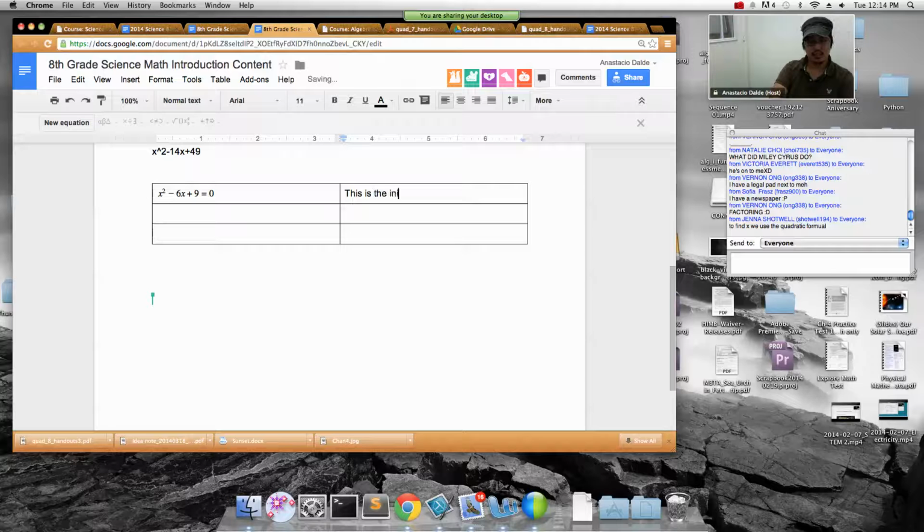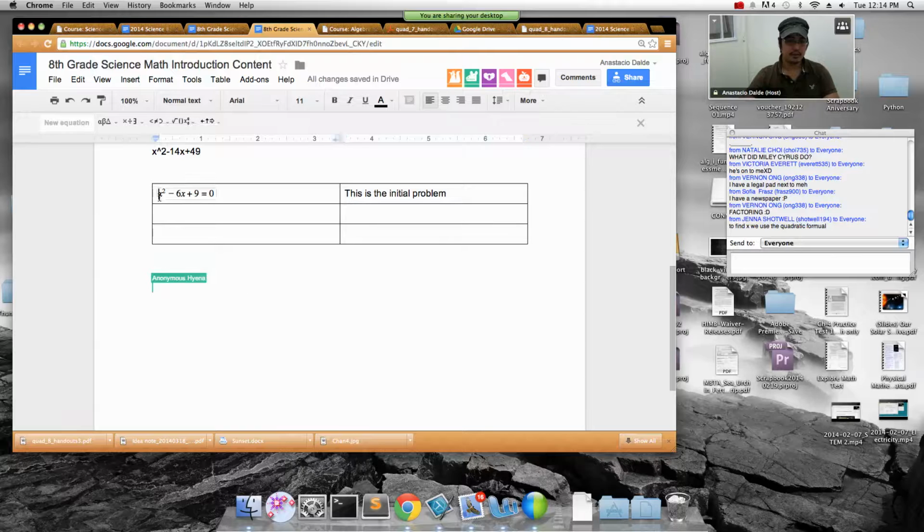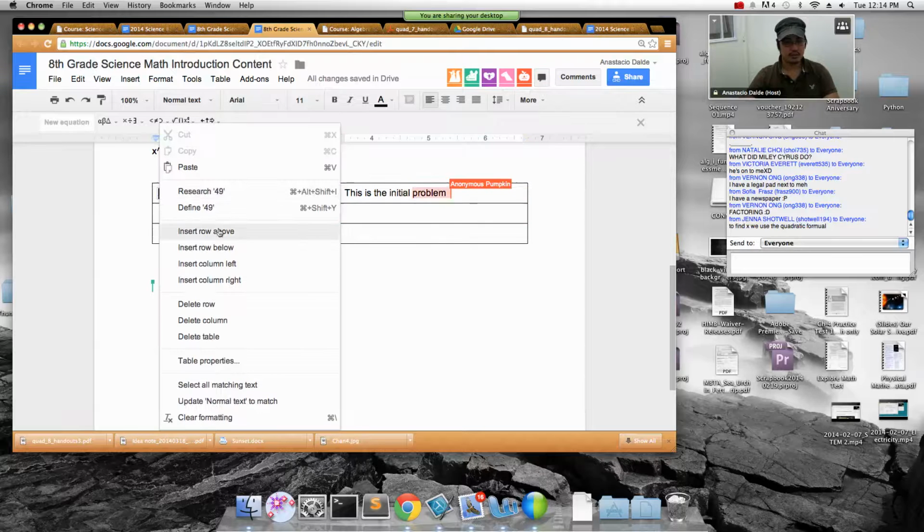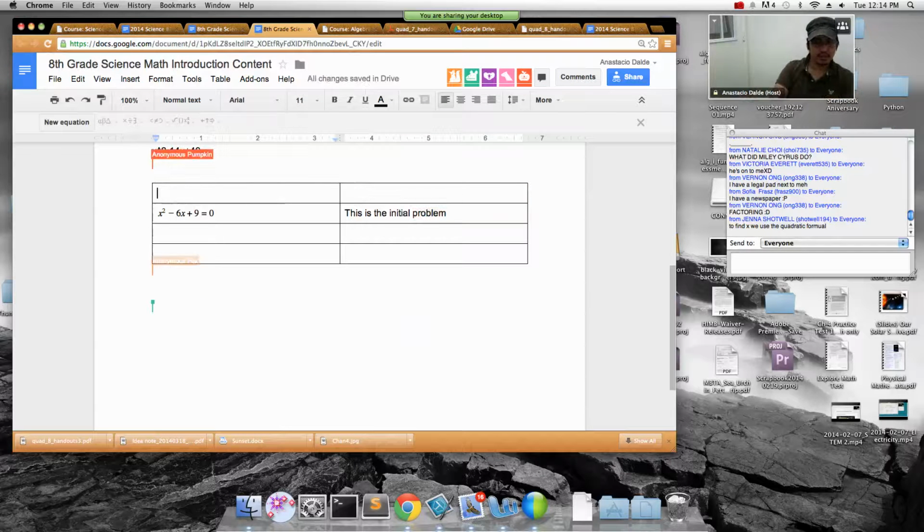This is the initial problem. All right. Let's see, insert row above. This is where teacher writes.